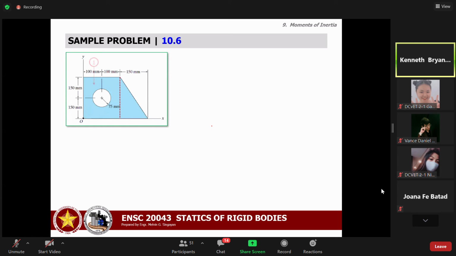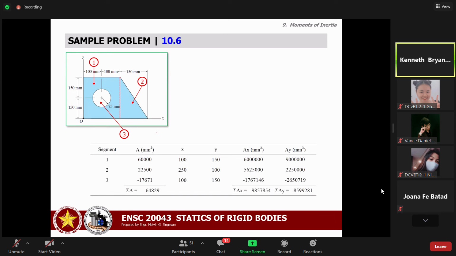Okay? So, first, we have a rectangle. Second, you have a triangle. And the third one, you have a circular area. Okay? Then, a principle of centroids, you're going to have this table. Okay? So, we have the area for each part. Then, you have the x curl, y curl, and the product A. Tatandaan siya, no? Okay? So, for the rectangle, the area is base times height. So, 200 times 300. So, this is the value, 60,000 square millimeters.